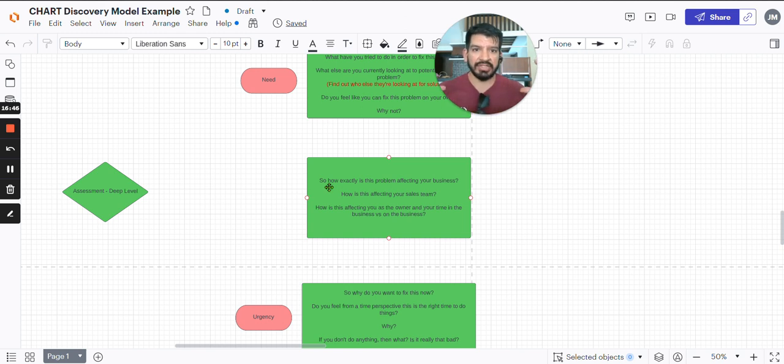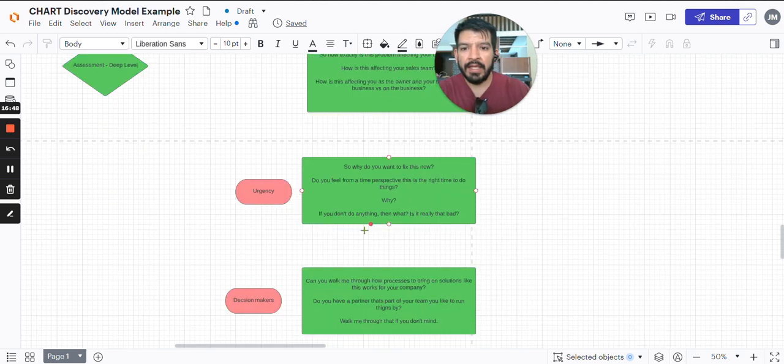Urgency. So you really want to figure out if there's actual urgency, because if the person is comfortable, chances of them moving forward is very slim to none. I'm not saying it doesn't happen.